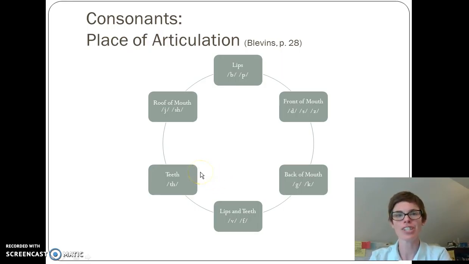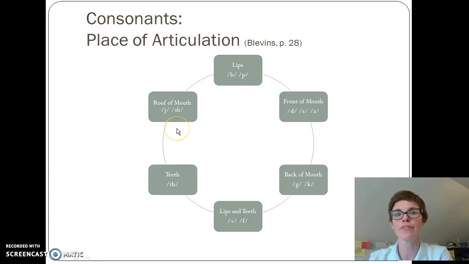Then we have just your teeth that are primarily doing it, like th, th, th. All right, that's a digraph, a consonant digraph, and that is when the T and the H came together to make a completely new sound, and that's using your teeth to do that.